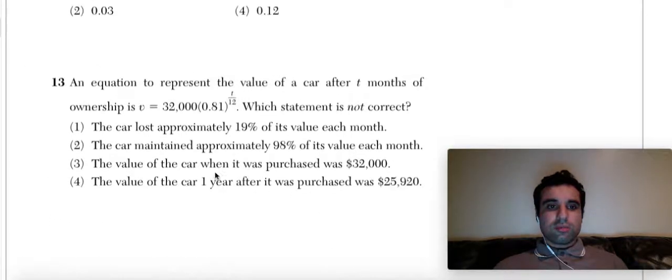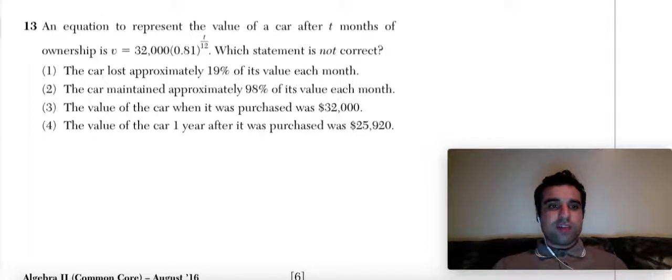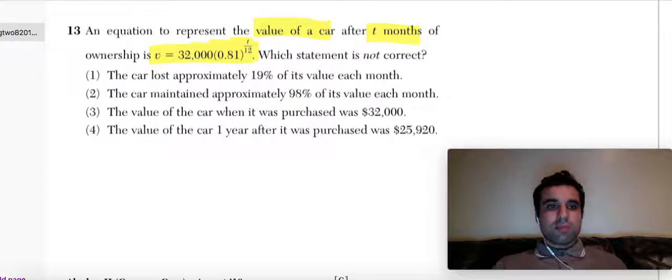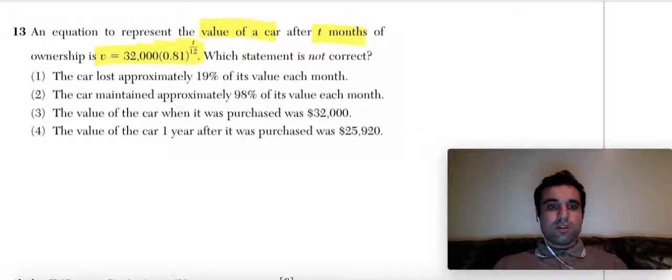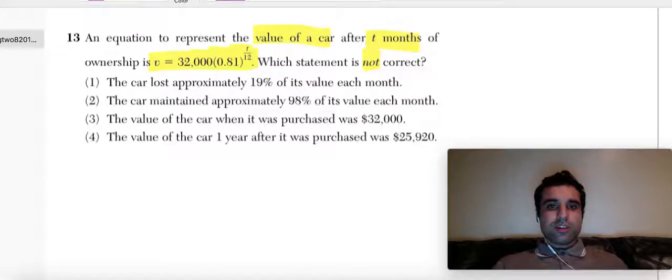So number 13. An equation to represent the value of a car after t months of ownership is V of t equal to 32,000 times 0.81 to the t over 12. Which statement is not correct? We just have to look at this carefully, guys.